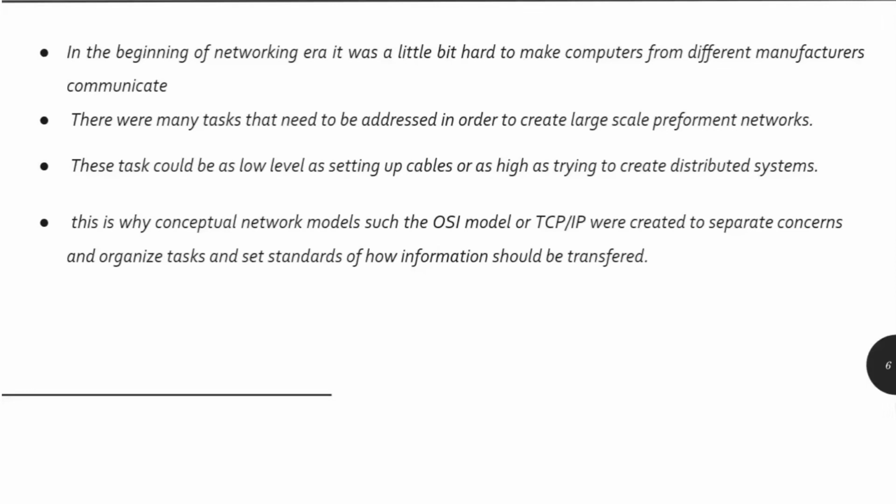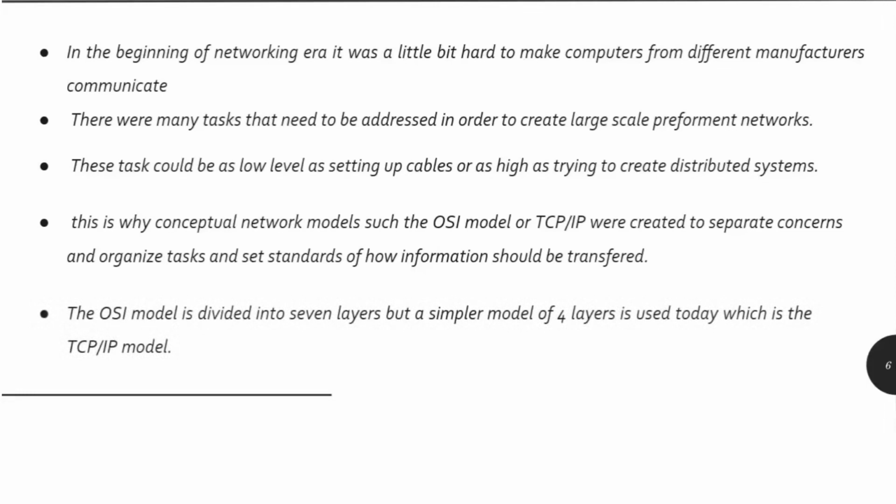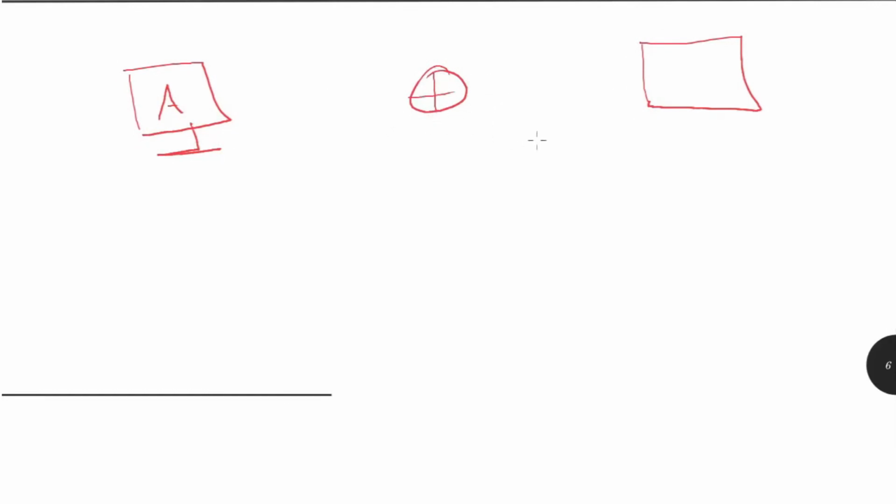So these are just theoretical models. They are standards of how information should be transferred. So they set the standard, and then manufacturers would try to implement those standards so that it is easier for computers from different manufacturers to communicate because they are following the standard. The OSI model is divided into 7 layers, but a simpler model of 4 layers is used today, which is the TCP/IP model. So before the OSI model, it was pretty much impossible to make computers communicate with each other, especially if the hardware was created by different manufacturers.